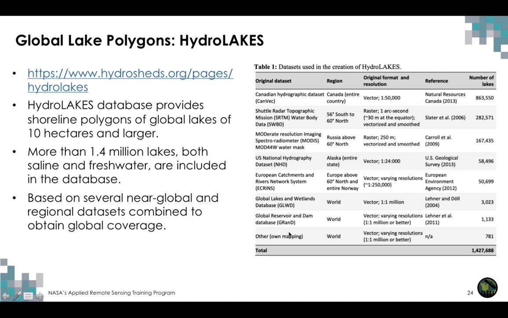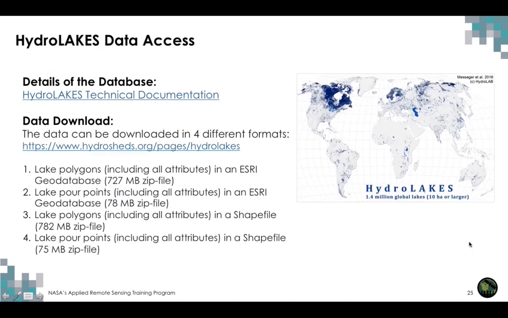So here is a list of all the data sets used to look at this number of lakes. In addition to SRTM, which covers 56 south to 60 north, you also have Canadian hydrographic data sets. MODIS is also used. MODIS surface extent is used to aid in northern latitudes. Then the US National Hydrography Dataset, a European data set, the Global Lakes and Wetlands Database, and the Global Reservoir and Dam database. These are all used to map lake polygons as shown here.